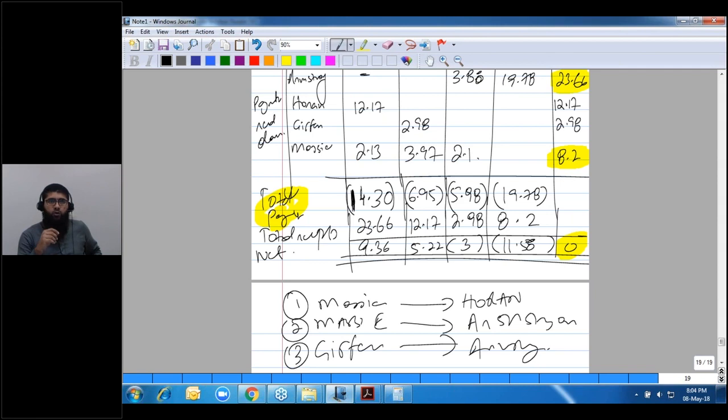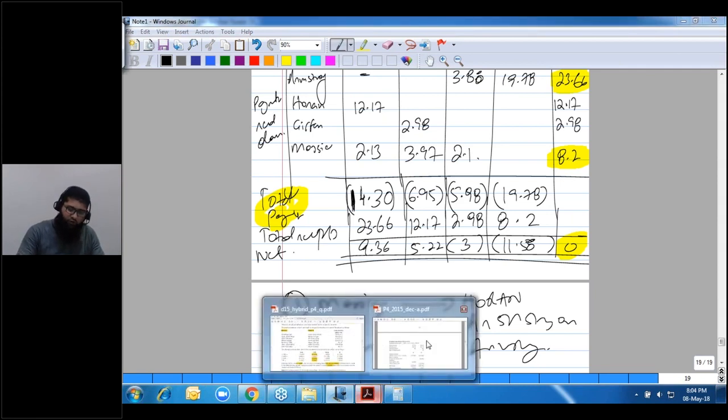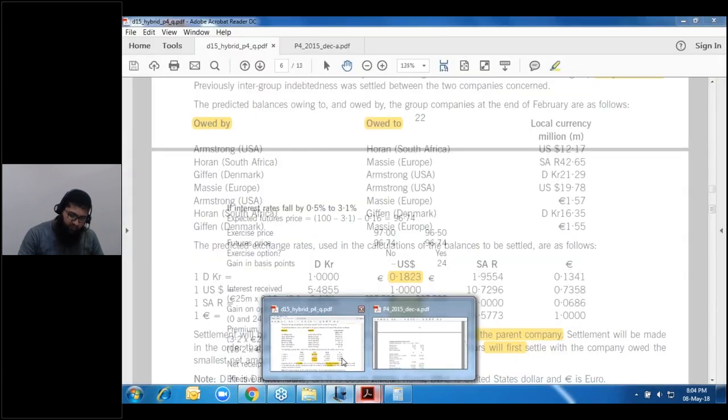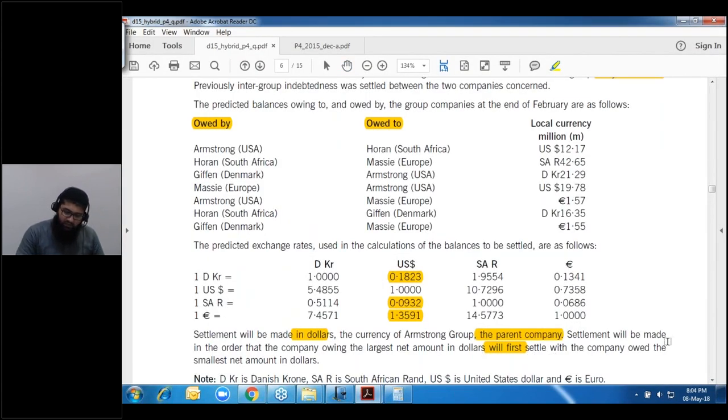Okay, now you read the last part of the question. First of all, you need to understand what the net receipt and net payment are. Now you need to understand the last part of the question. It says the settlement will be made in the order that the company owing the largest net amount in dollars will settle first with the company owed the least net amount in dollars. So basically the company which needs to pay the highest is going to settle to the company which needs to receive the lowest amount first. That's how the settlement is going to be.